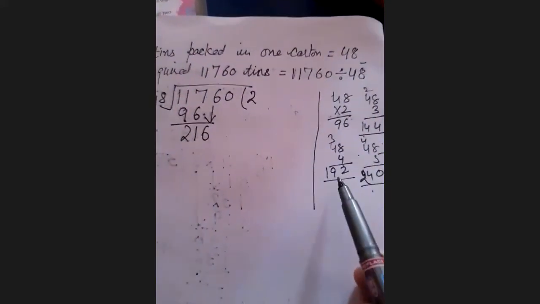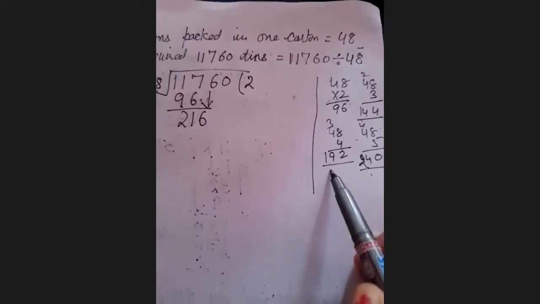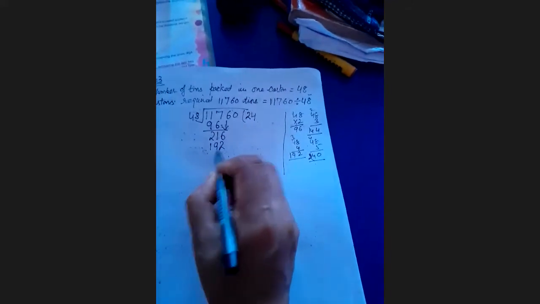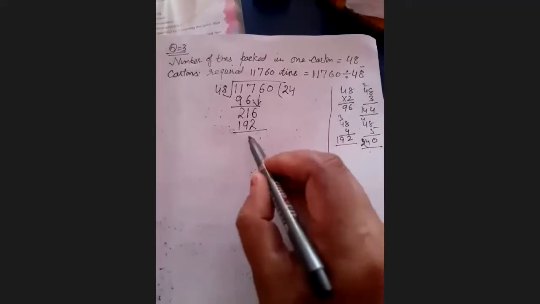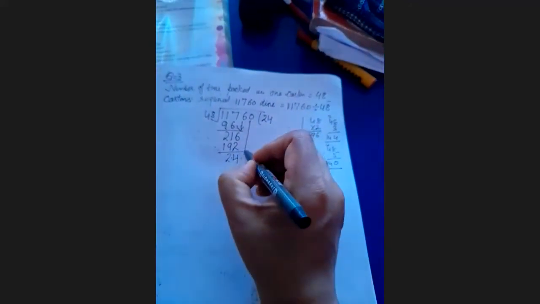So in the second step, we will divide by 4. 48 4s are 192. Now students, 216 minus 192. 6 minus 2, 4. And 11 minus 9 is 2. And the next number is 0. Now 48 5s are 240.